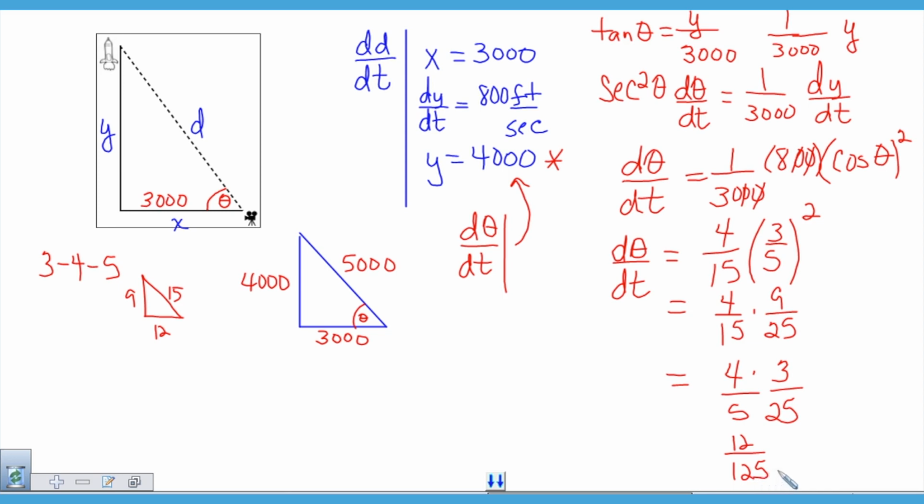And I need to put a measurement on this. Remember, this is a rate. This is d theta dt. So how does theta change? Well, theta changes in the measurement of theta, which is radians, and the time is in seconds, so it's radians per second. That is how fast the angle is changing that the camera forms with the line of sight of the rocket at the point where y is 4,000 feet off the ground. It's 12 over 125 radians per second.